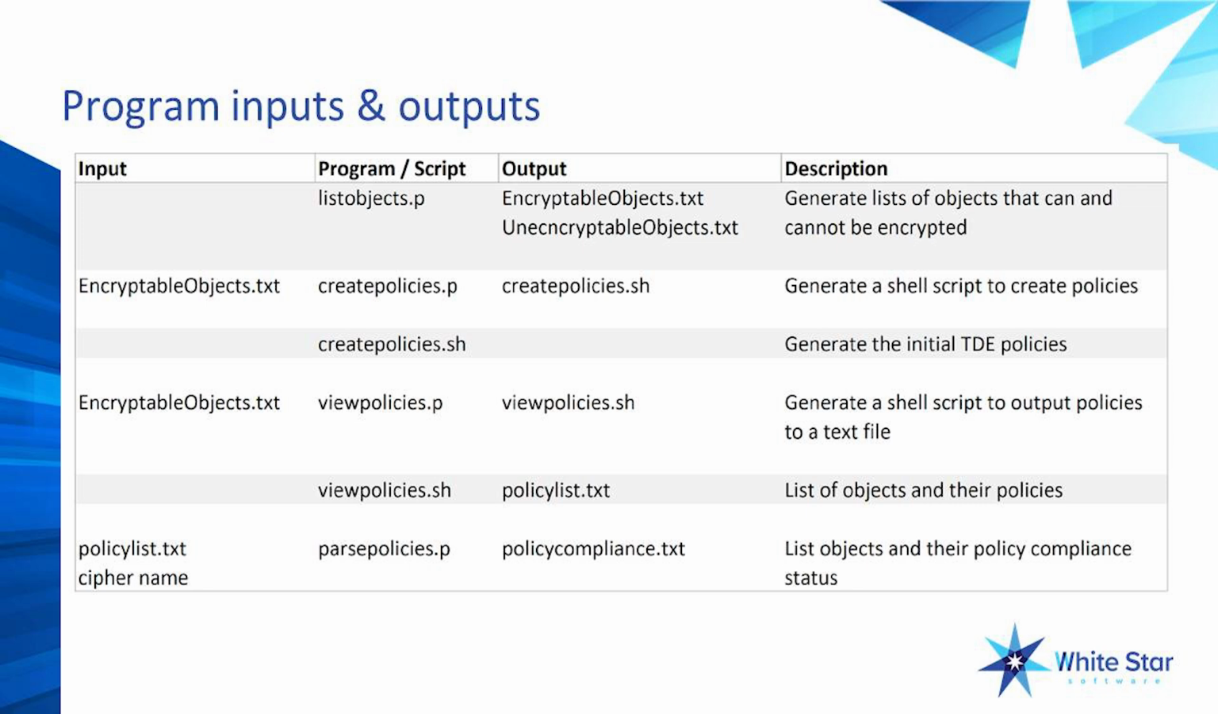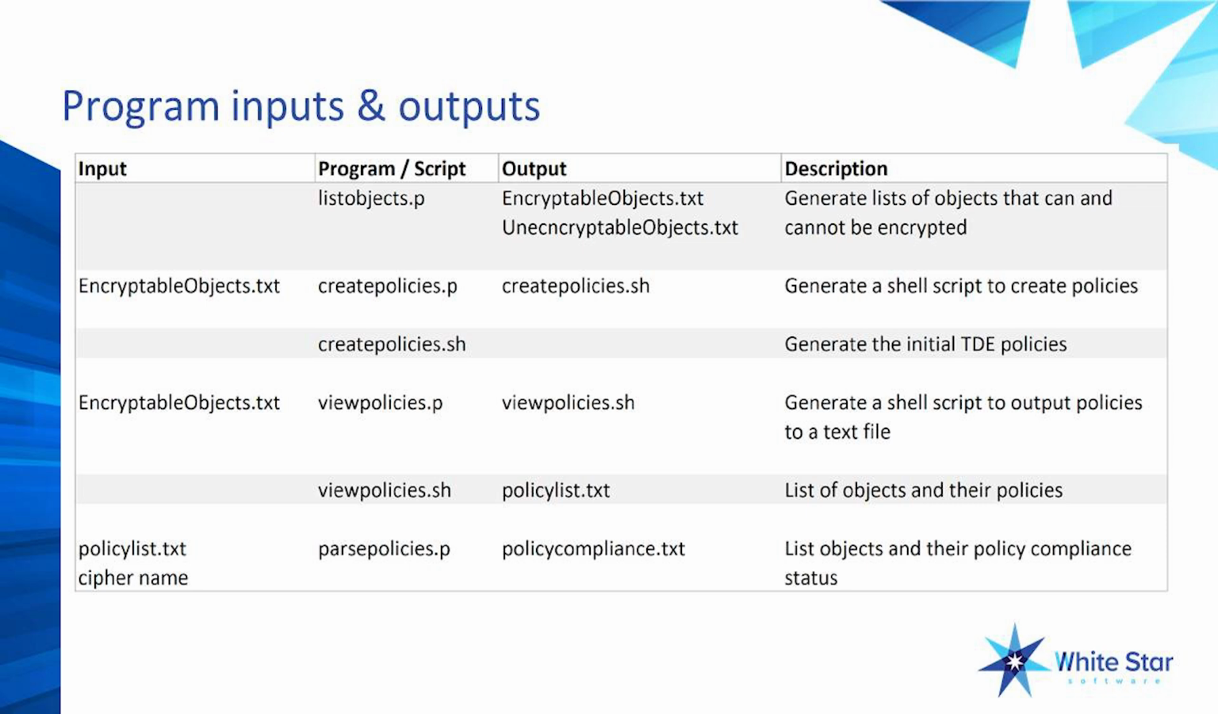So let's switch over to VS Code and take a look at that. Okay, referring back to our list, I've got a program called list objects. I'm not going to go through all the code, that's not terribly interesting, but I'll just describe what it does. List objects is going to make a list of all of the encryptable objects, that is all of the type 2 objects and all of the type 1 areas.